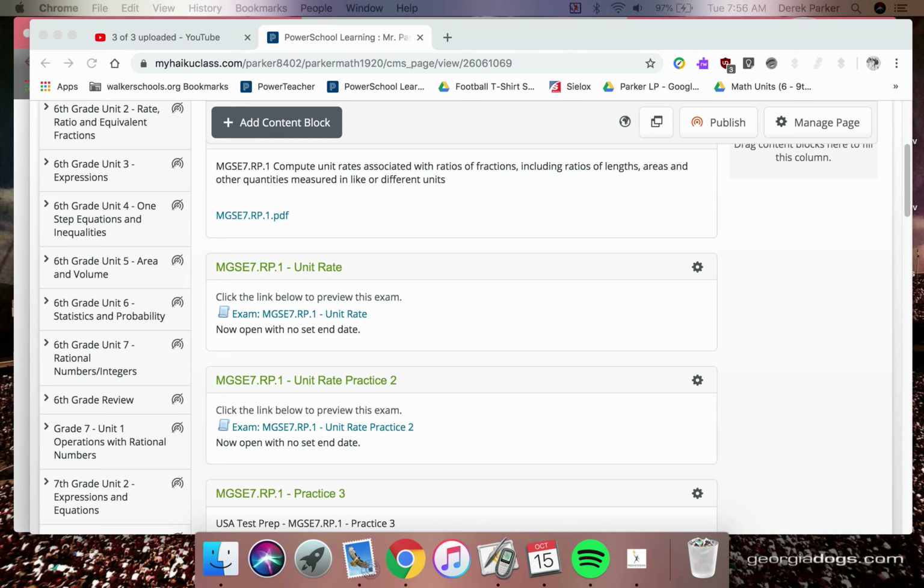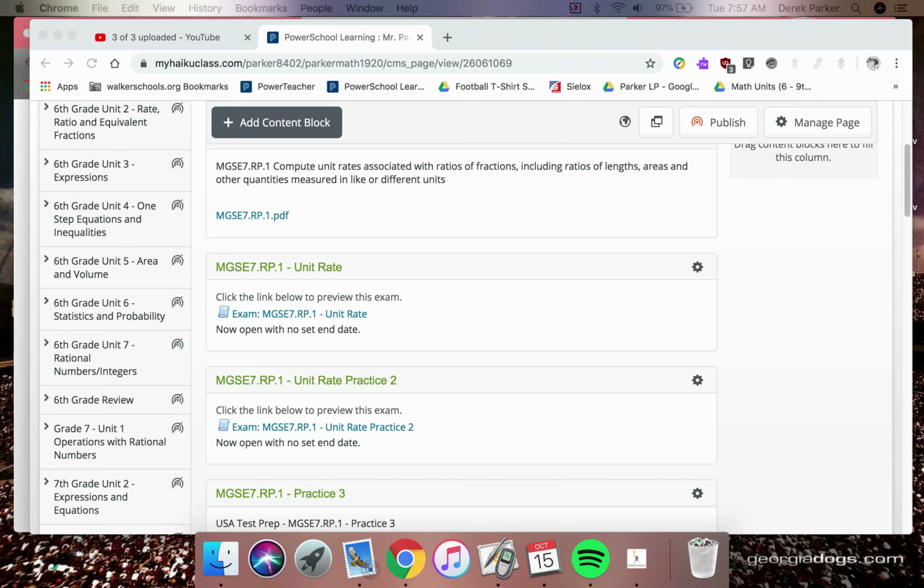Standard RP1 of 7th grade, you're going to learn how to work with complex fractions and unit rates. Okay, what is a complex fraction? A complex fraction is a fraction in which the numerator and/or the denominator is a fraction or a mixed number.